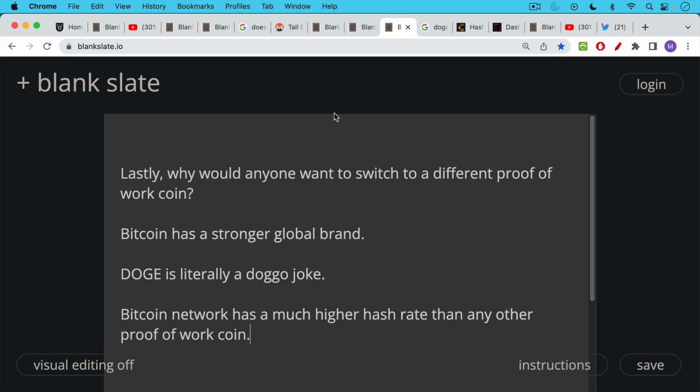The problem is Dogecoin is not a serious competitor. Bitcoin has a much stronger global brand. It has a much longer history. Dogecoin is literally a doggo joke coin. Also, the Bitcoin network has a much higher hash rate than any other proof of work coin.